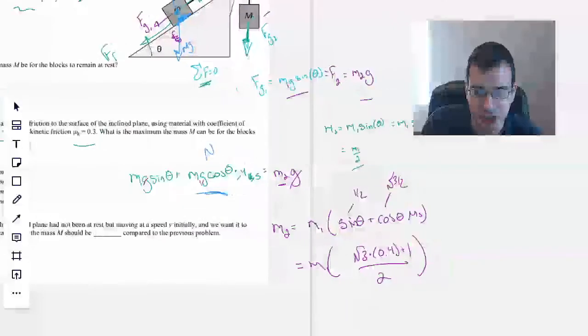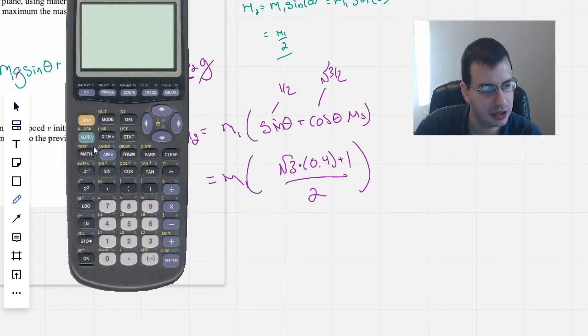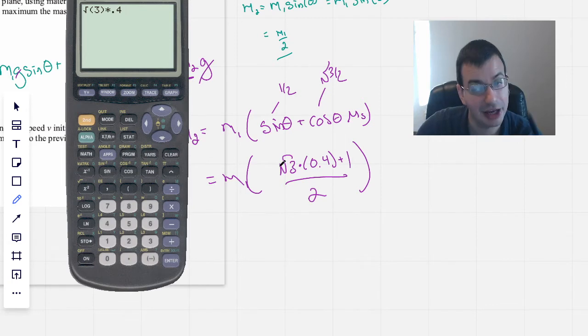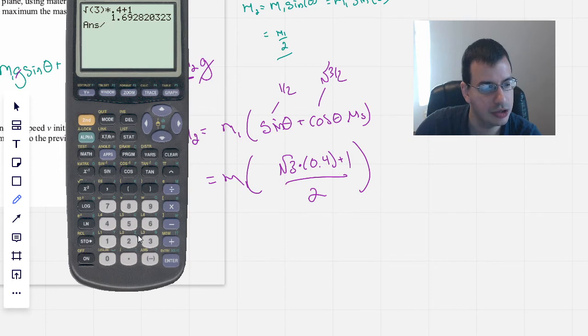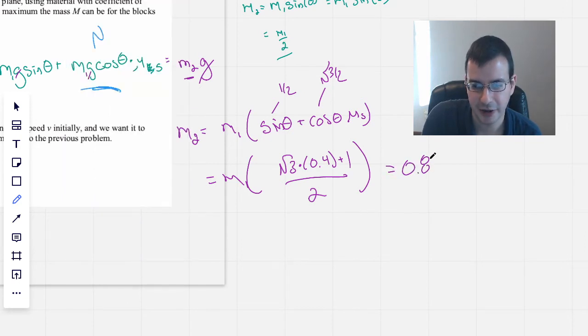Okay, so I think they want us to solve this. Go to our calculator. Clear. I think I'll leave it in radians for now. Square root of 3. Not that it matters, because I don't think I'm going to use it, because I already did the conversion from degrees to a number for sine and cosine. Times 0.4 plus 1, that's the numerator, divided by 2. 2 is the denominator, and that gives us 0.846, and this will be M1.